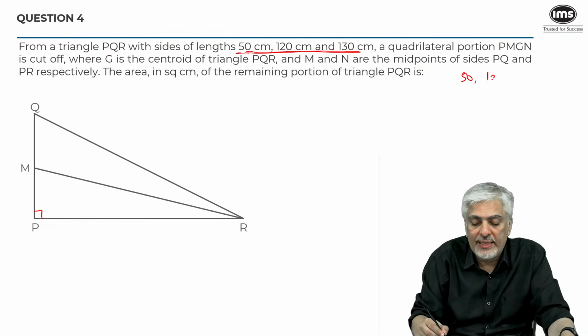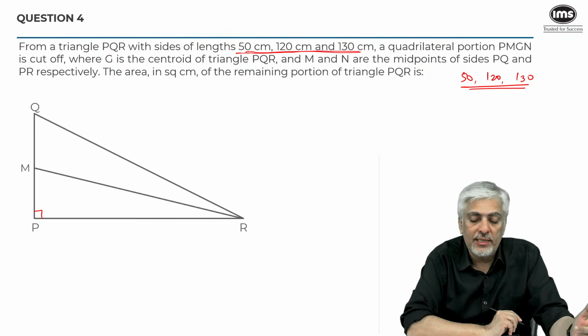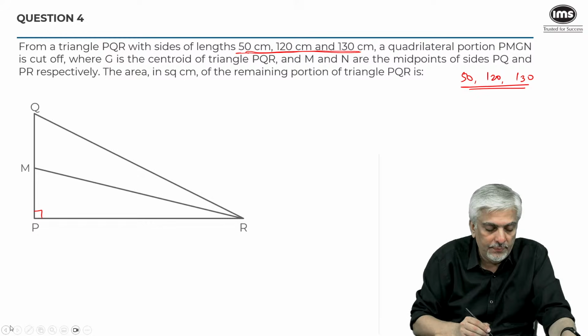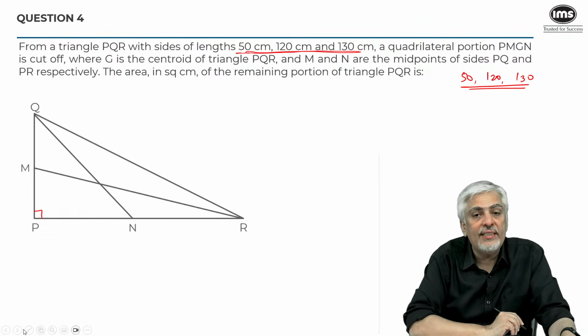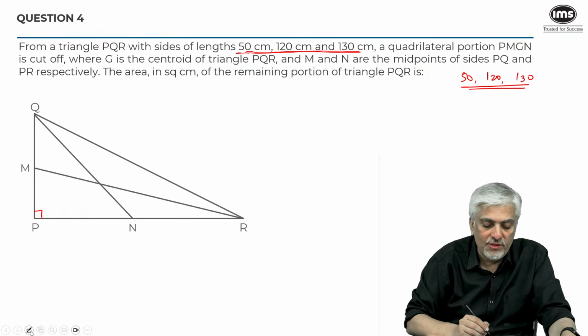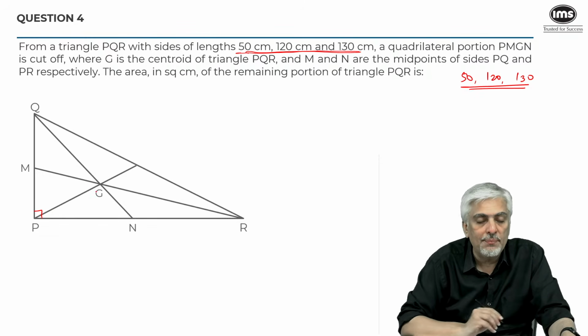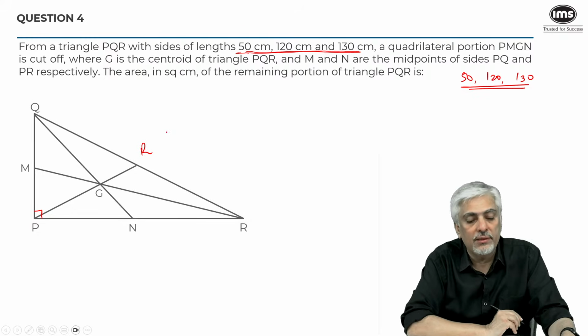50, 120 and 130 is a multiple of 5, 12, 13. We know 5, 12, 13 is a Pythagoras triplet. So 50, 120, 130 also is a Pythagoras triplet. So PM is the median over here. QN is the other median. Third median I have just randomly drawn over here, where G is the midpoint. You could give some point over here also, R or something, doesn't matter.